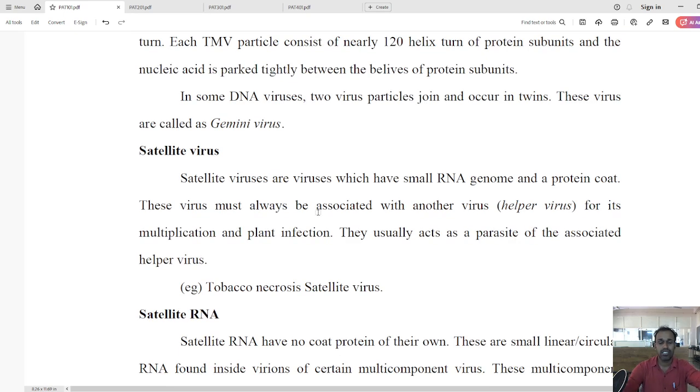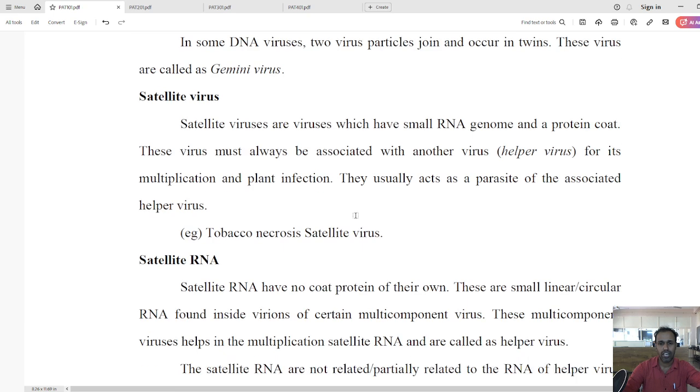Satellite virus is like our satellite. They have a small RNA genome in a protein coat. This virus may be associated with another virus, a helper virus, for multiplication and plant infection. They are known as satellite viruses.